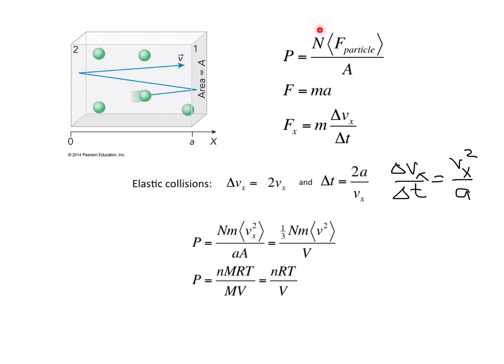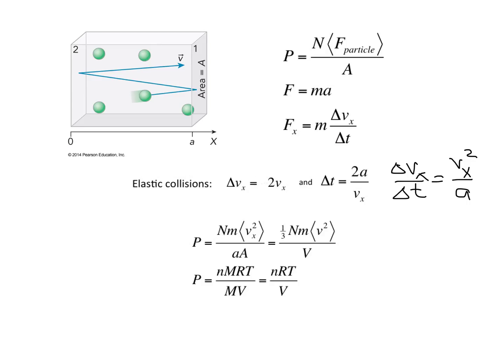So the pressure is the number of particles, N, times the average force per particle. The average force is the mass times the acceleration, or mass times delta V over delta t. So it's the mass times the average square velocity divided by a, that's the force, divided by the area over which that force occurs. Notice that the length of the box times the cross-sectional area is just the volume of the box. So I can write a times the area of one side as the volume of the box.